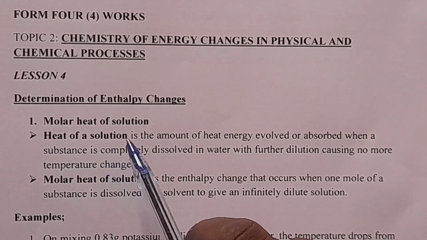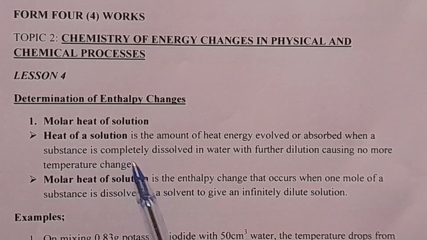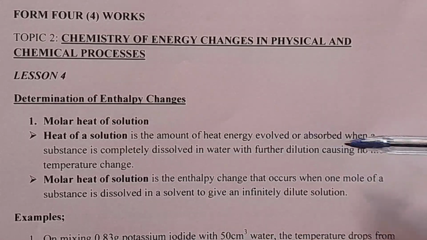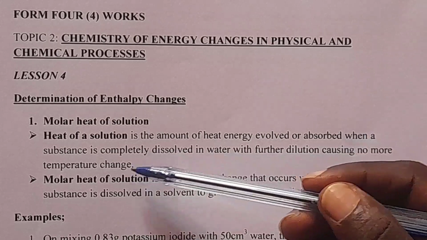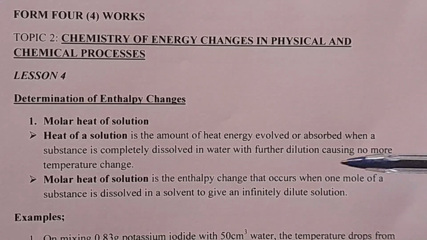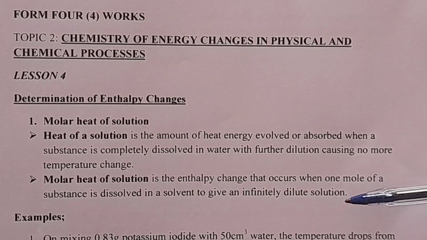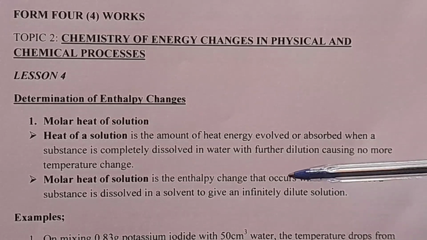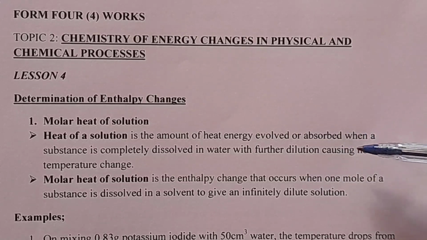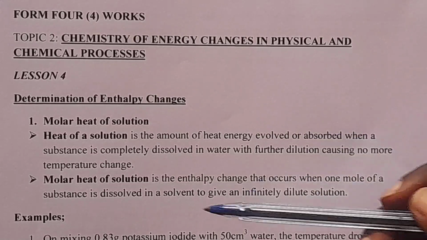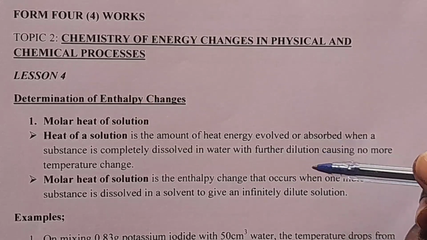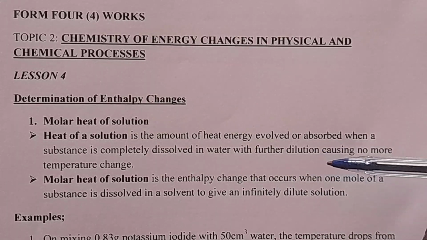We can define heat of solution in two ways. The first way is it's the amount of heat energy evolved or absorbed when a substance is completely dissolved in water with further dilution, causing no more temperature change. Or you can say heat of solution is the enthalpy change that occurs when a substance is dissolved in a solvent to give an infinite dilute solution. You can also say it like that.